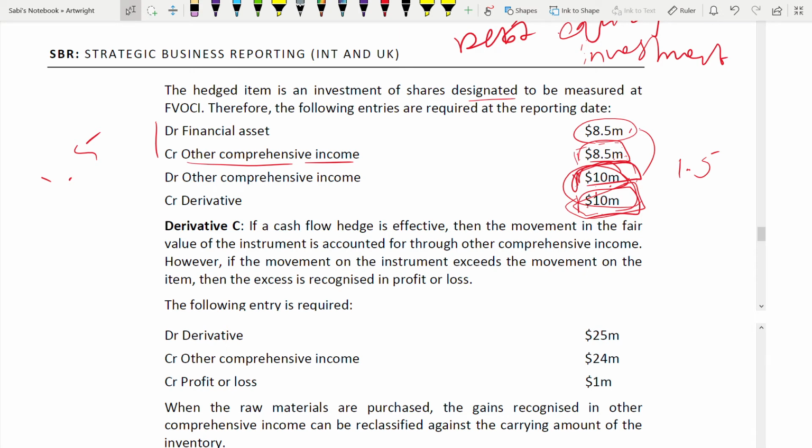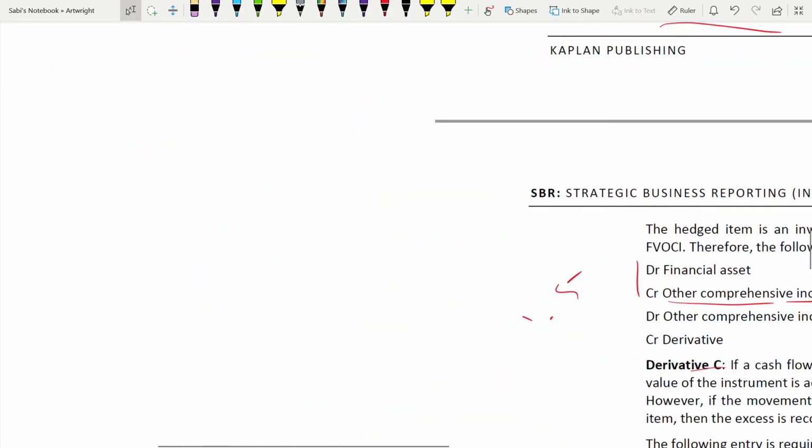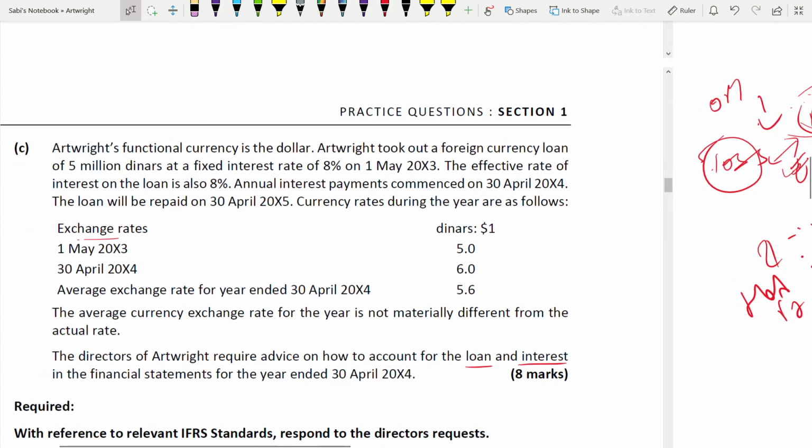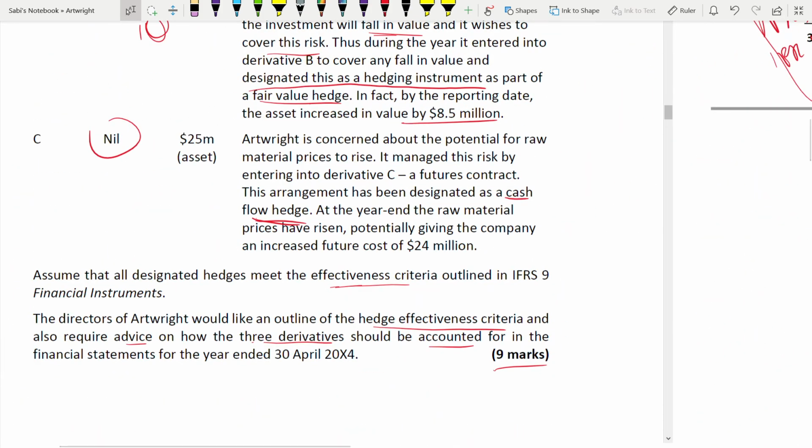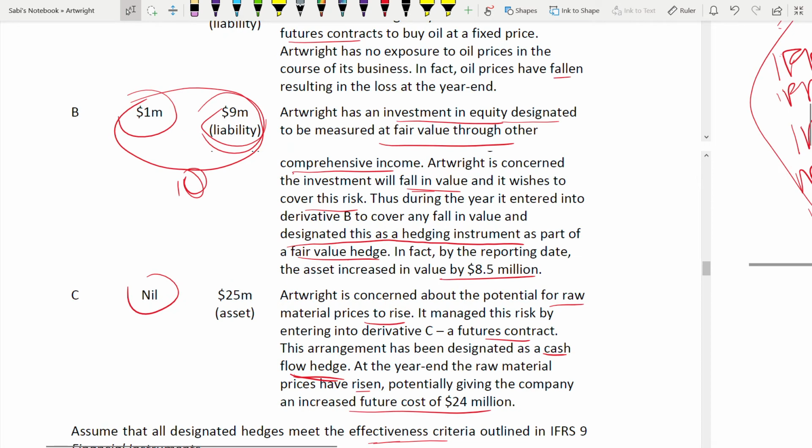Now, derivative C, we have to read. They are concerned about the potential for raw material prices to rise. It manages this by entering into a derivative future contract. This arrangement has been designated as a cash flow hedge. At the year end, the prices have risen. They were expecting it to rise and it did, giving the company an increased future cost of 24 million. 25 million is an asset. You see, this is an asset that they have recognized.